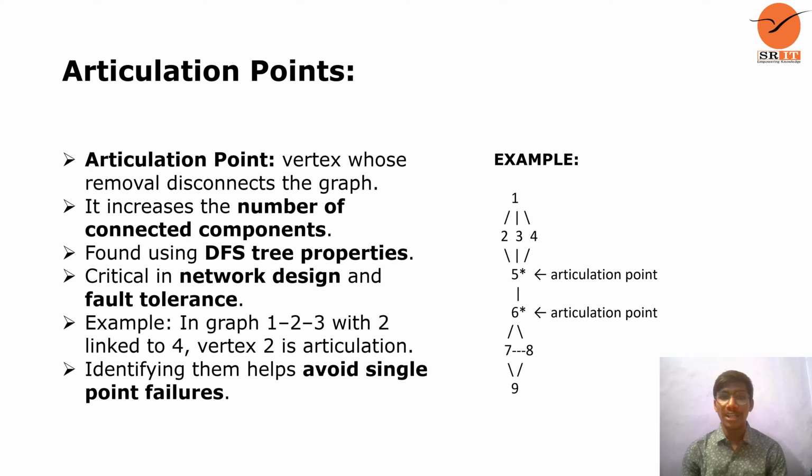Articulation point. A vertex whose removal disconnects the graph is called an articulation point. It increases the number of connected components. Found using DFS tree properties, critical in network design and fault tolerance. Example: in a graph 1, 2, 3 with 2 linked to 4, vertex 2 is an articulation point. Identifying them helps avoid single points of failure.